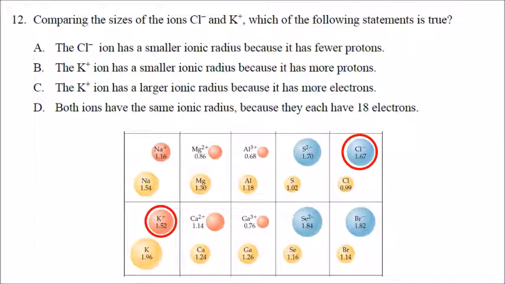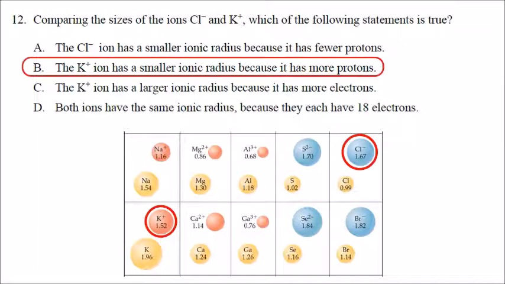It's because potassium still has 19 protons in its nucleus, whereas chlorine has only 17 protons in its nucleus. More protons exerts a stronger pull on the electron cloud. So the correct answer is B. The potassium ion should have a smaller ionic radius because it has more protons.